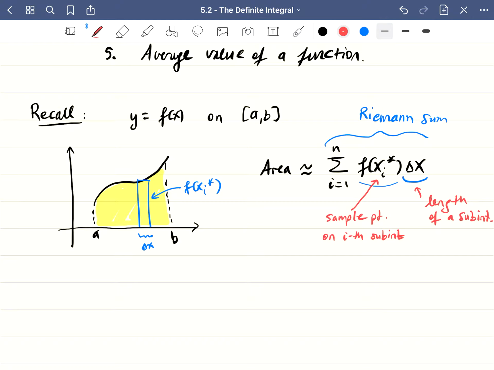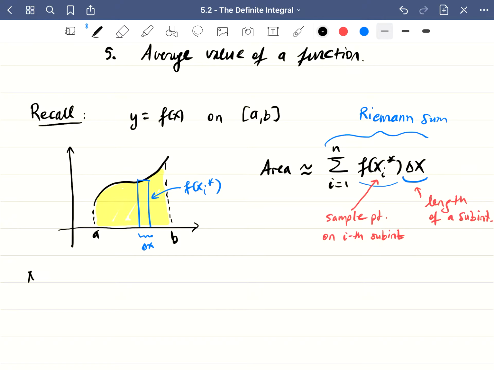Okay, so if we make these rectangles smaller and smaller, which means this delta x here becomes smaller and smaller, so the rectangles become very thin, then the approximation of this yellow area here by rectangles will become better and better. So we were basically saying that as n goes to infinity, where n is the number of rectangles, this Riemann sum approaches the actual area. So let me write this down.